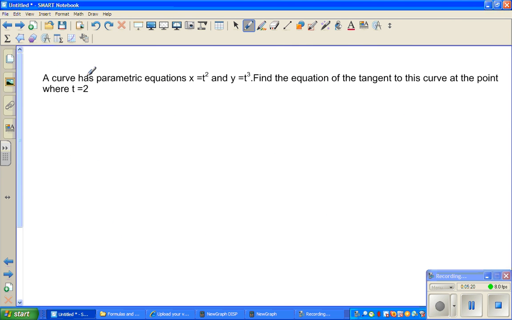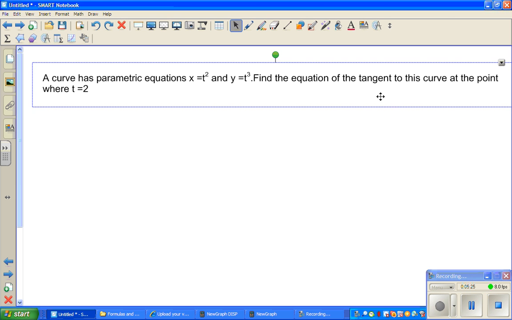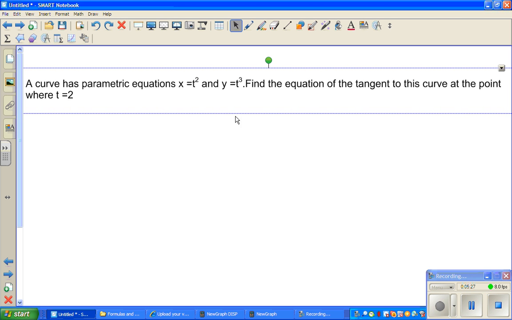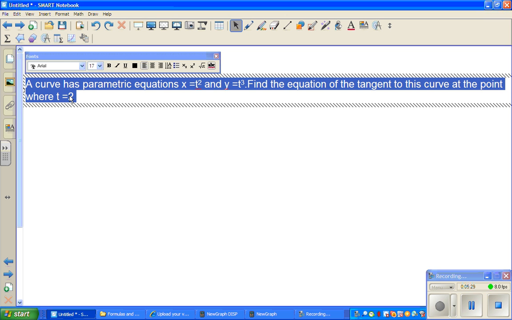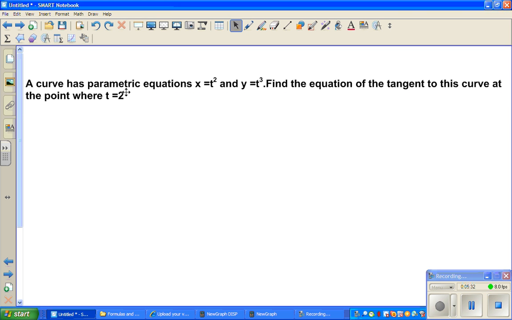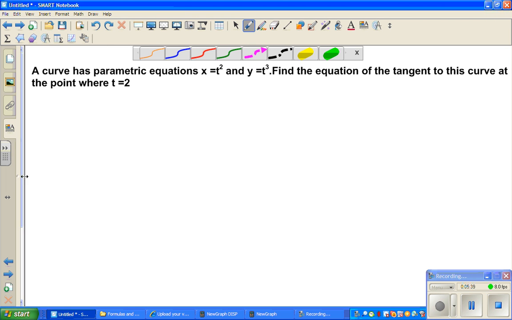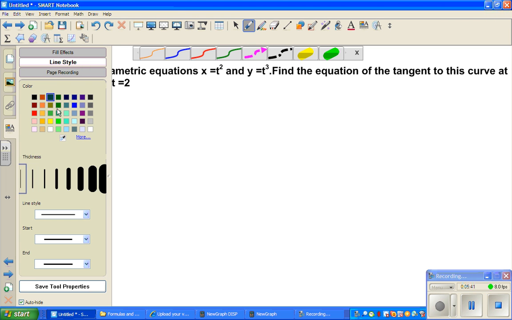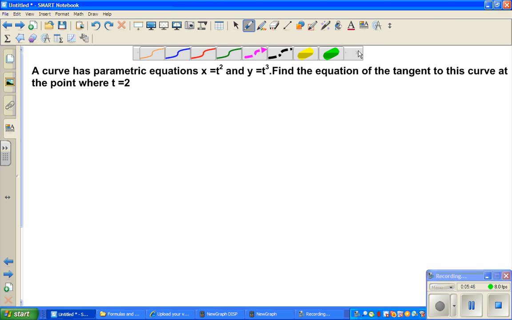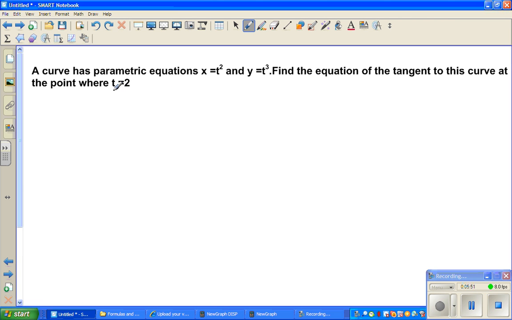Okay, now here this is a parametric function. Let me make this a bit bigger. Let me highlight it. So the question is: a curve has been defined by the parametric equations x is equal to t squared and y is equal to t cubed. Find the equation of the tangent to this curve at the point where t is equal to 2.